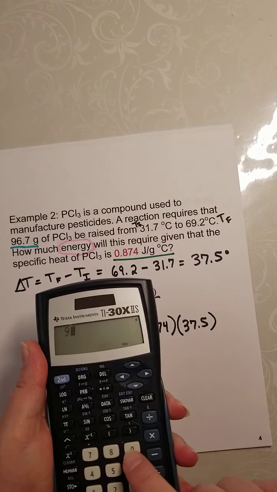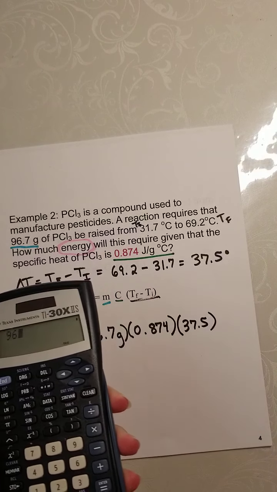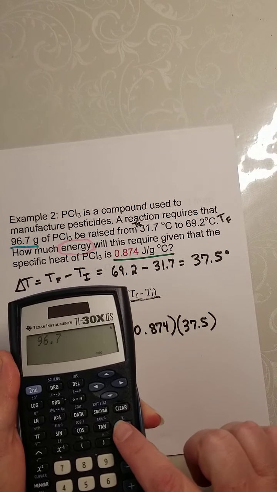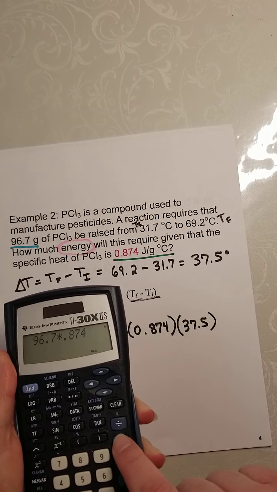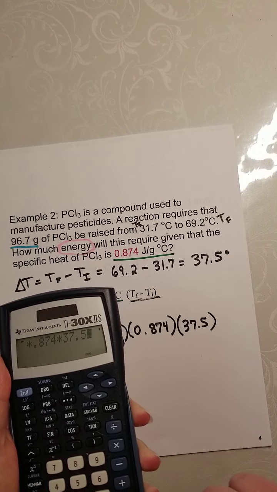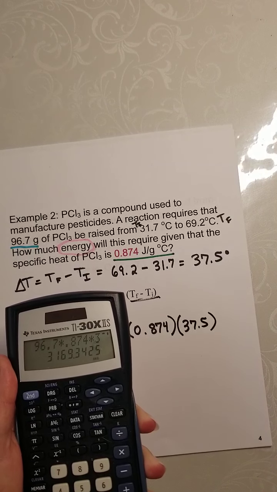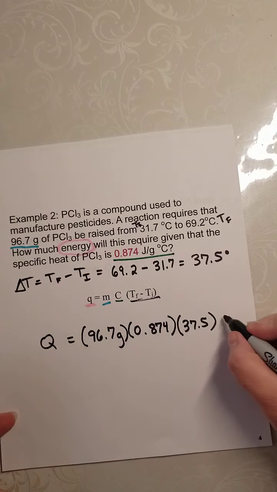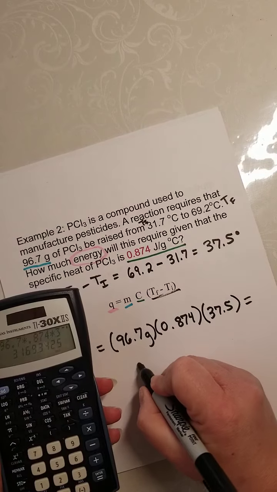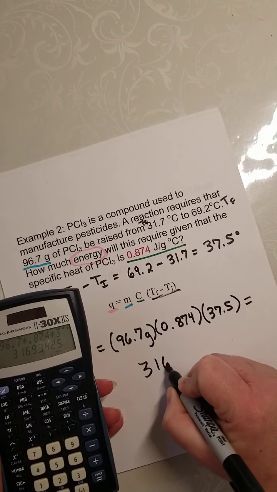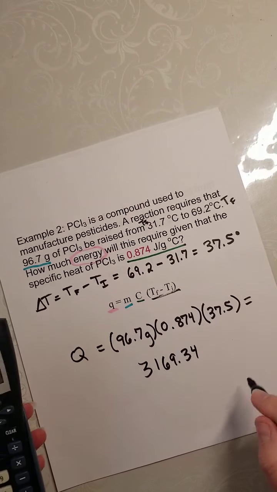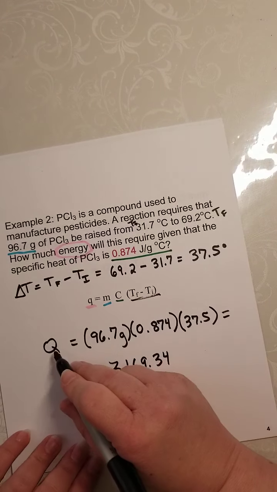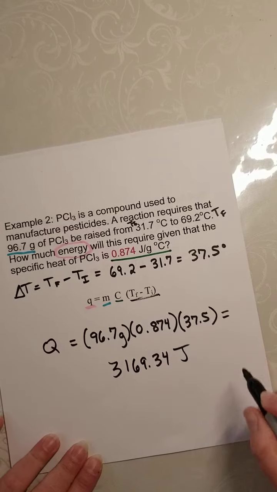So we have 96.7 times 0.874 times 37.5. And you should get 3,169.34, and you go ahead and just round here. I'm not worried about sig figs right now. All right, and again, because we're solving for Q, this is in joules.